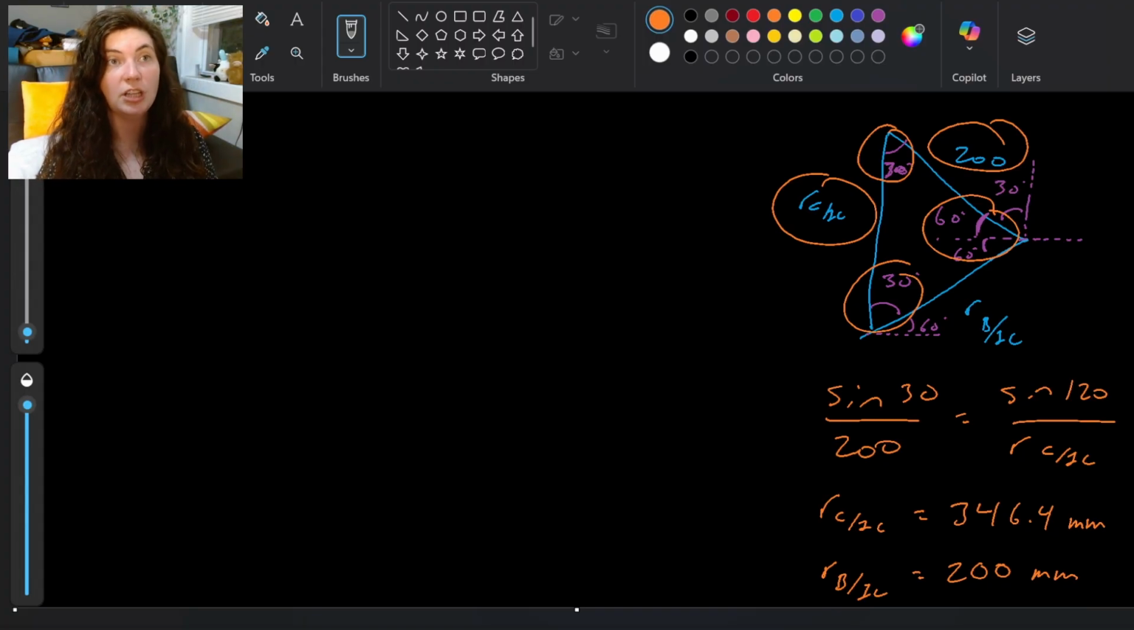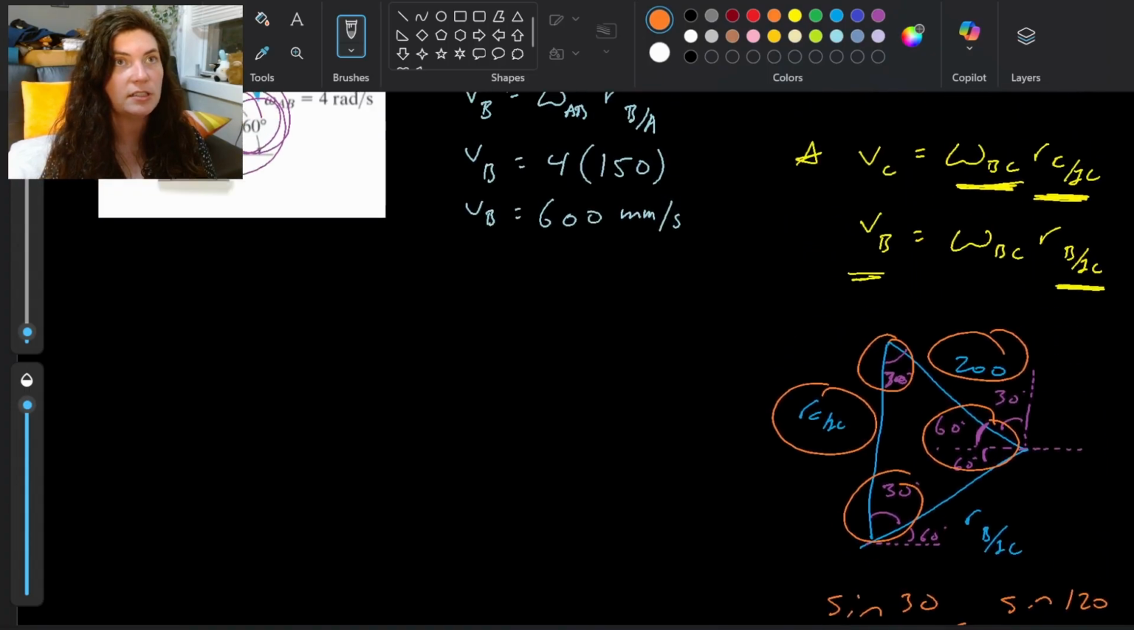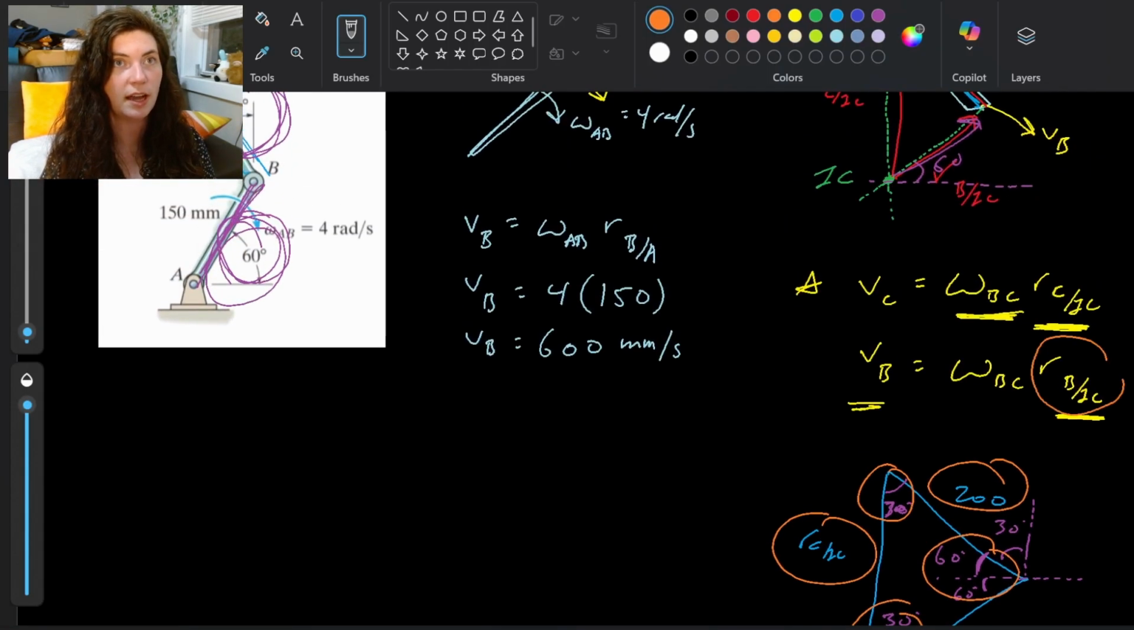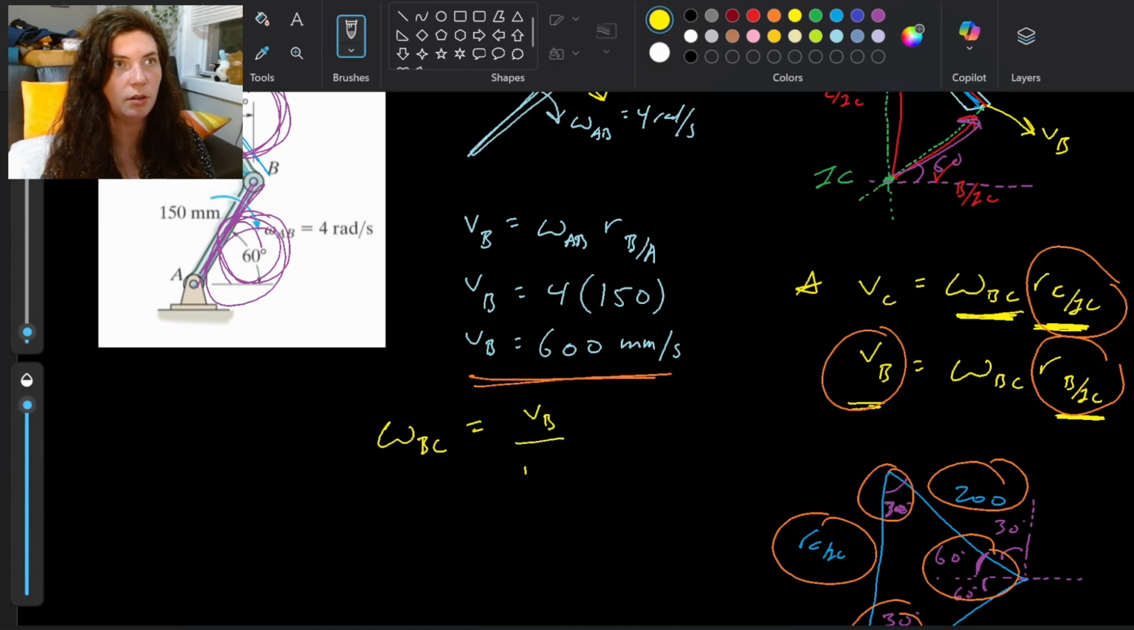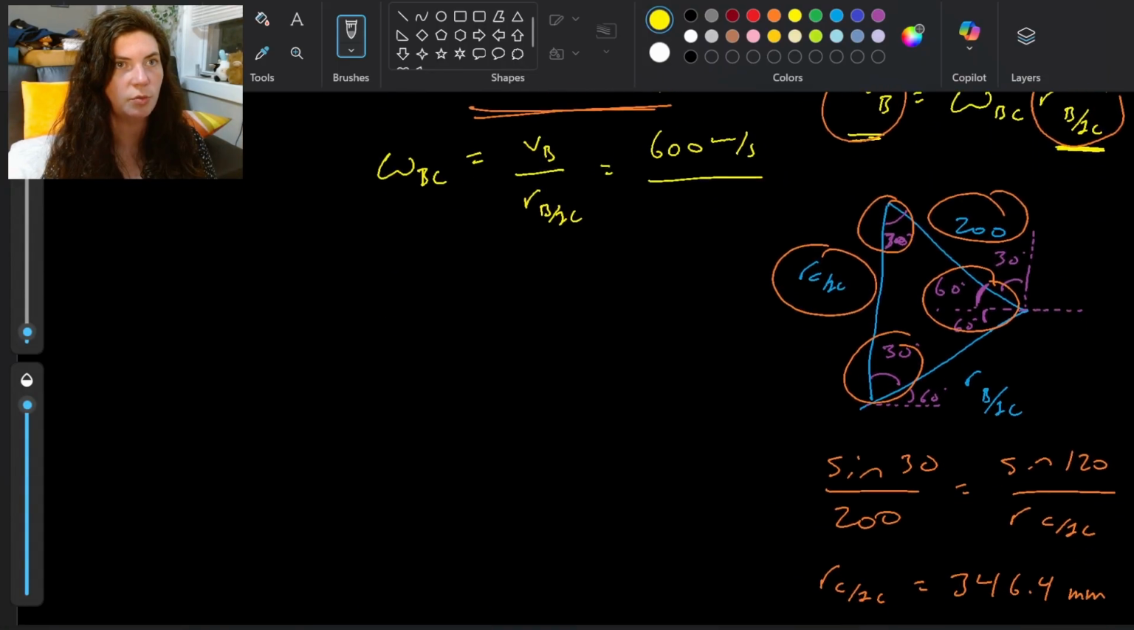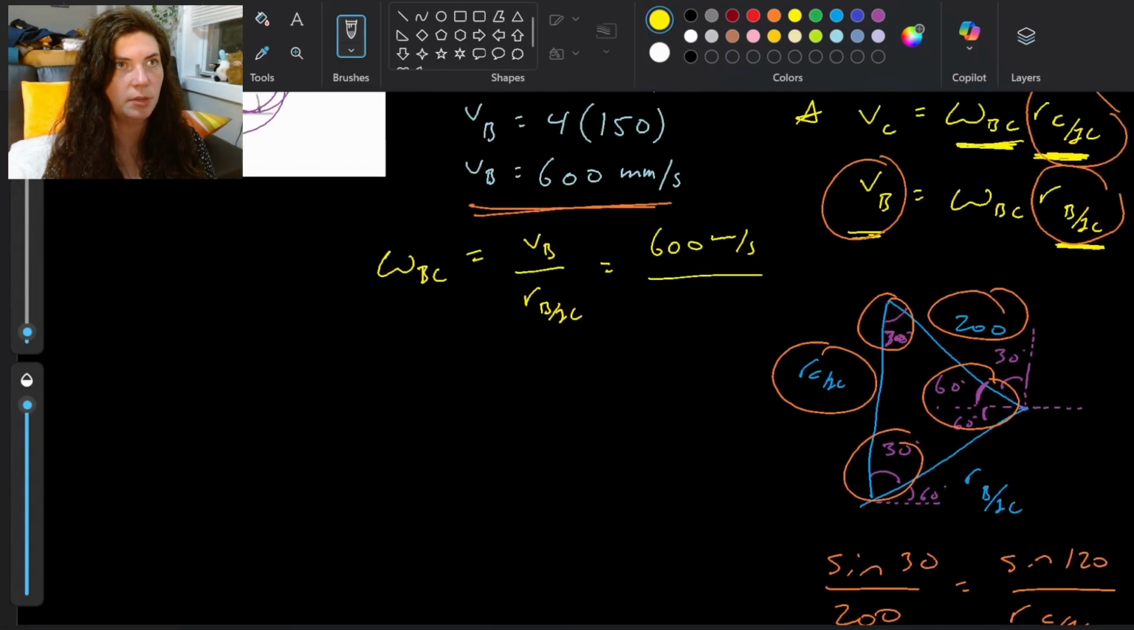All right, so we got some of that geometry stuff out of the way. That gave us some of the components, the numbers that we need for these equations. And we know what VB is, right? We found it over here. So I can actually go ahead and solve for that omega. So omega BC equals VB over RB with respect to IC. My VB was 600 millimeters per second. And that R that we just found was 200 millimeters.